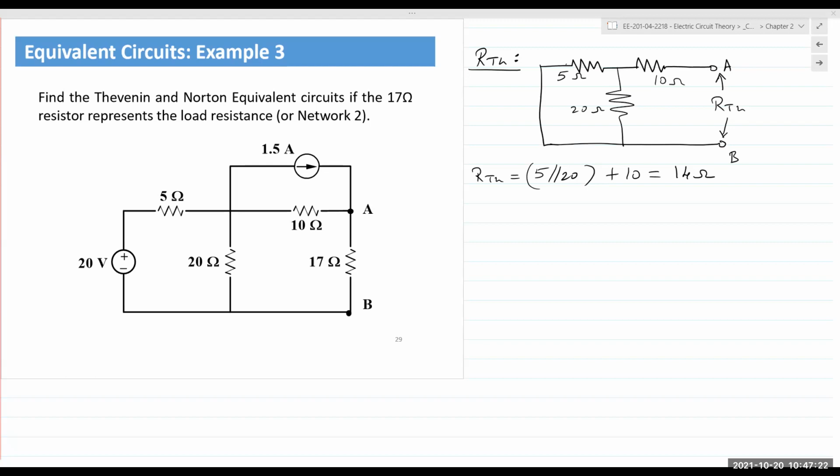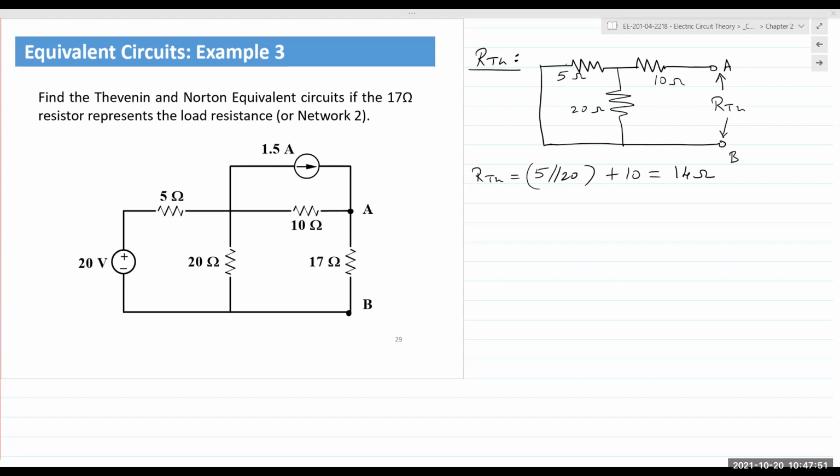Now, for VTH and for IN, Thevenin voltage and Norton current, I want to solve for the open circuit voltage here, but there are two sources in there, so it's not a straightforward analysis. You can use mesh current, you can use node voltage, or you can use superposition. And what I'm going to do is use superposition to find my Thevenin voltage. But first, let me set up the circuit correctly.